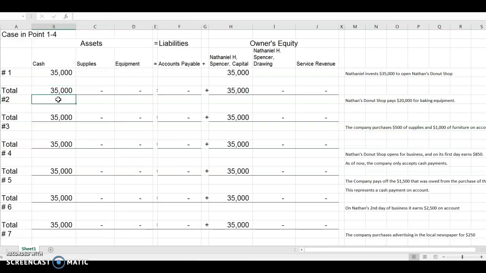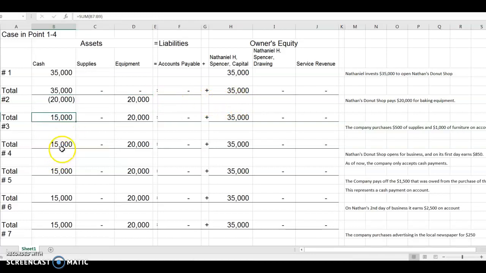In transaction number 2, Nathan's Donut Shop is going to pay $20,000 for baking equipment. So our cash is going to decrease by $20,000. He's paying $20,000. That cash account needs to go down, and our equipment account, which records the cost of our equipment, is going to go up by $20,000. Notice this transaction still balances. The assets increased and decreased by the same amount, so that was zero change on the asset side, and then zero change on the liabilities and owner's equity side in that transaction.